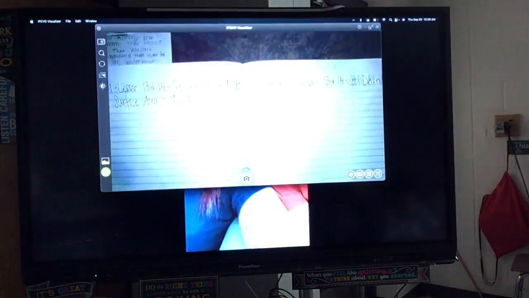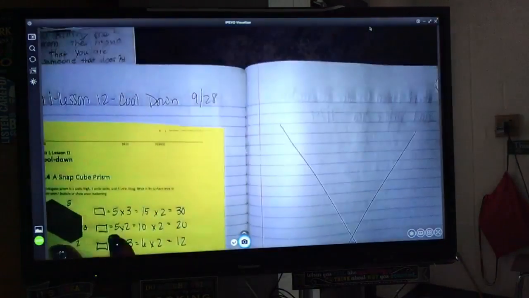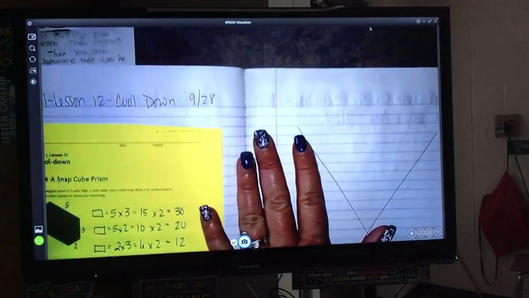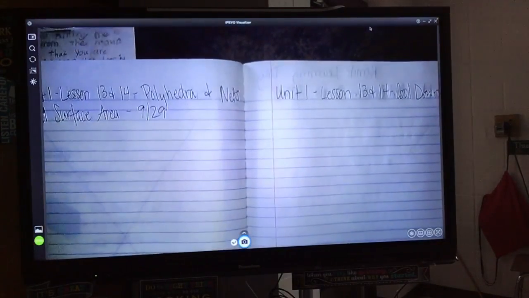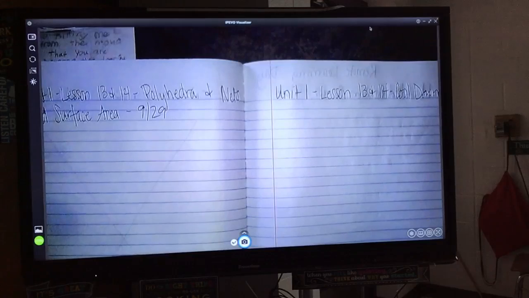In your notebook, on the next blank left page, so this was our cool down from yesterday, you're crossing out the right page, going to the next blank left page. We are doing 2 lessons in one today, which will not take us that long, believe it or not.